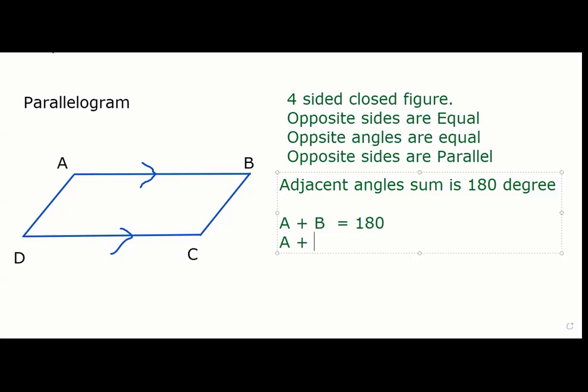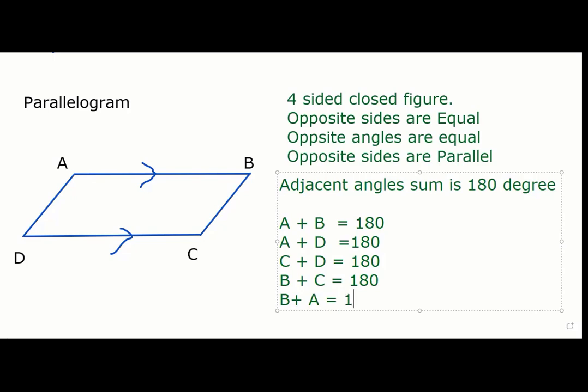What is another adjacent angle of A? D, Mayank. So that will be 180. What is the adjacent angle of C, guys? Tell me, Naja. D. C and D will be 180. What is the adjacent angle of B, guys? C and A. So B plus C is 180. You don't have to write B plus A and all, I'm just explaining you. Adjacent angle sum is always 180 degrees. They are supplementary, okay? We talked about it.